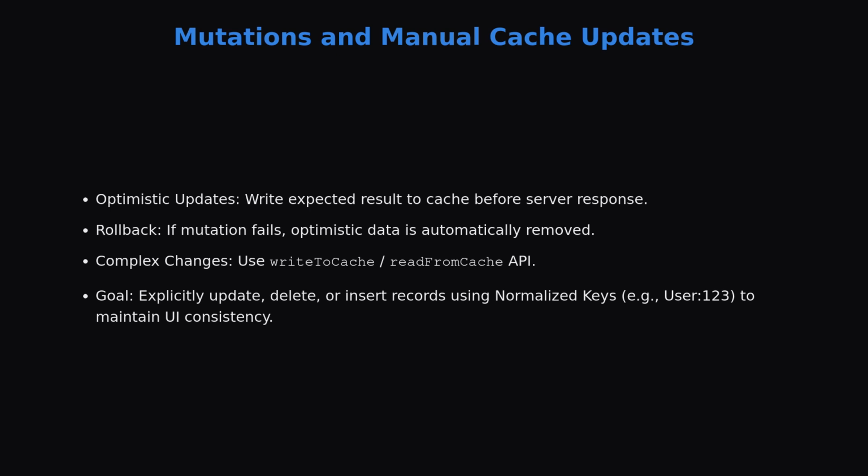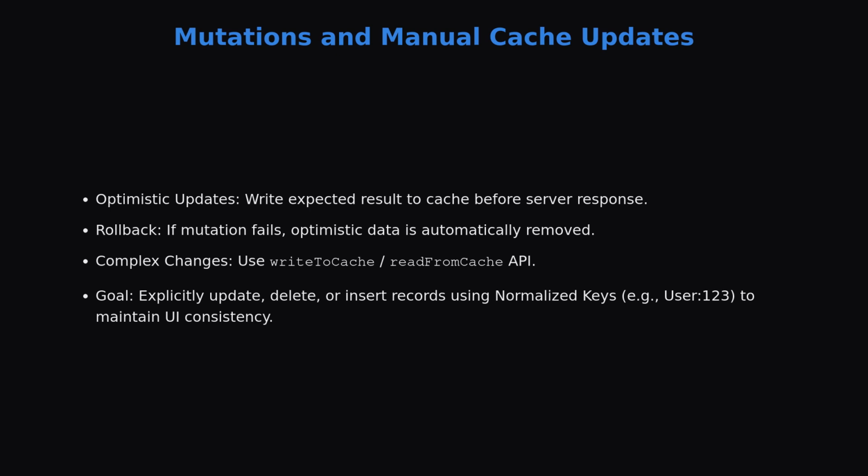For complex data changes, manual cache manipulation becomes necessary. This involves utilizing the client-specific cache application programming interface, such as writeToCache or readFromCache, to explicitly update, delete, or insert records based on their normalized keys. This manual intervention is essential to guarantee that the user interface state remains perfectly consistent with the server state immediately following the mutation execution.